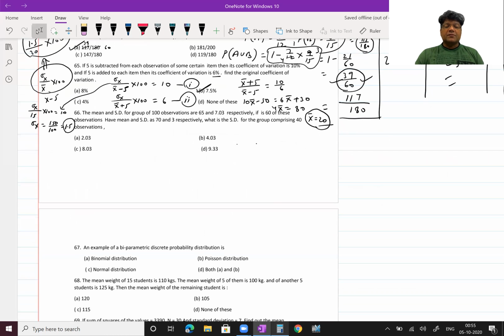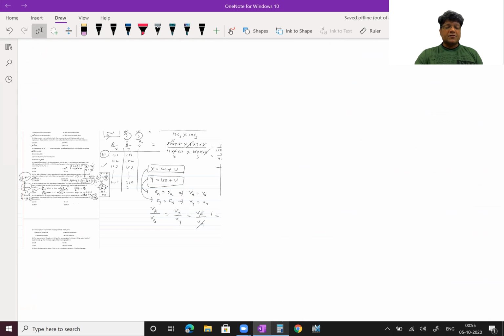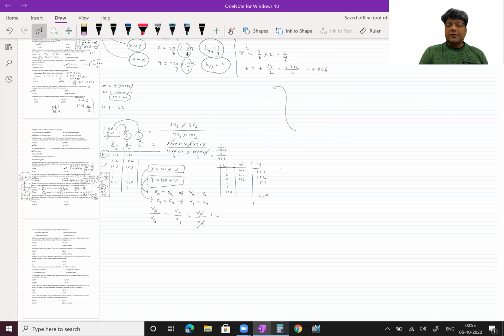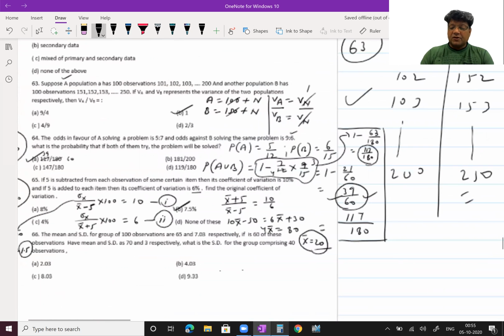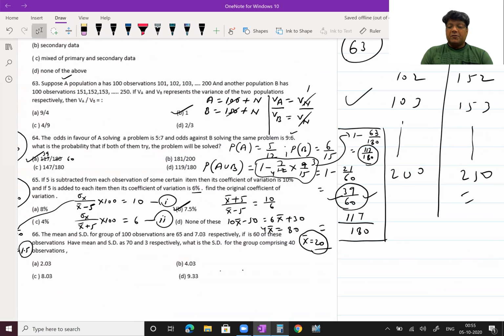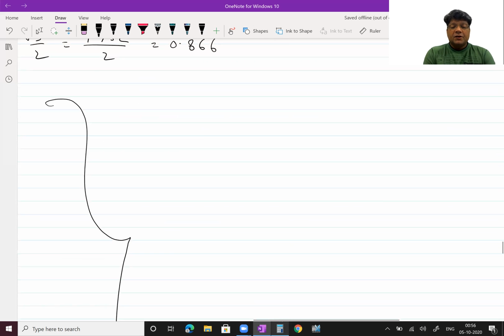Now question number 65. Guys, this question I want to do again because maybe a lot of things have happened here and maybe you have not understood properly. I am doing it again properly, writing fresh. Look here, guys. 5 subtracted, coefficient of variation 10%. Original value we are denoting by x.